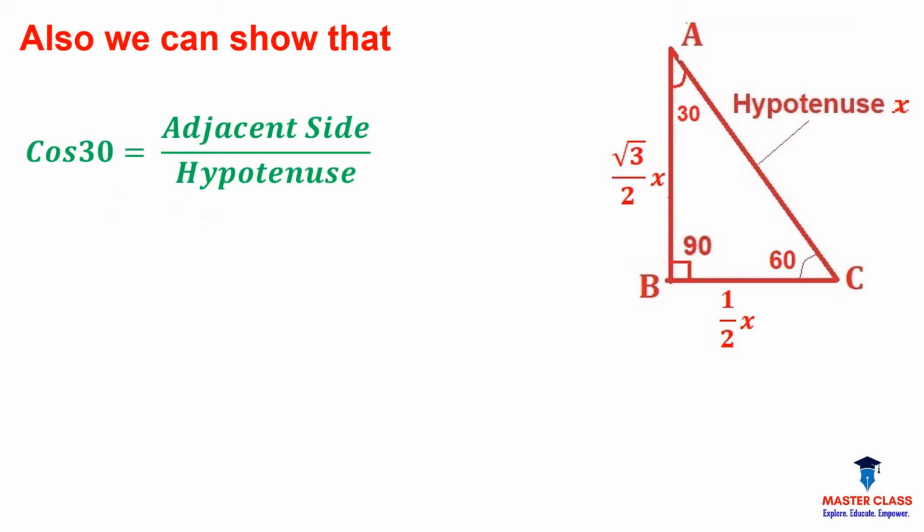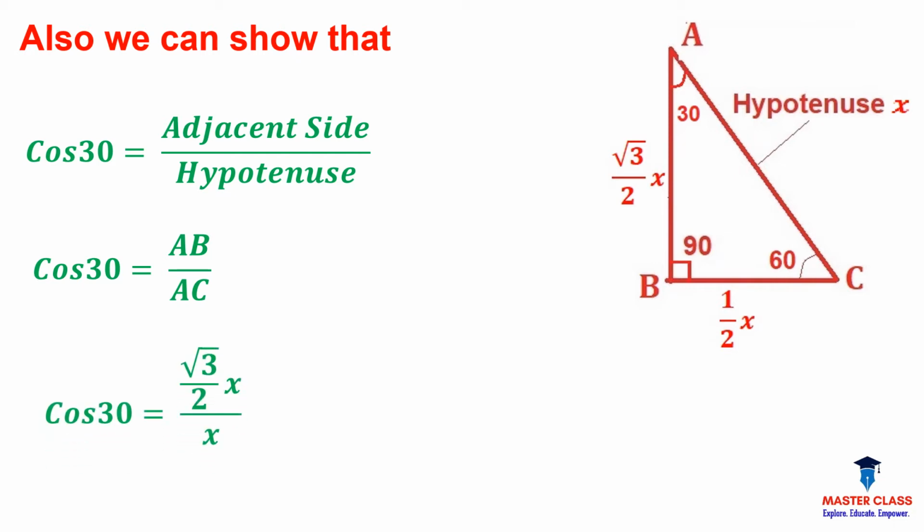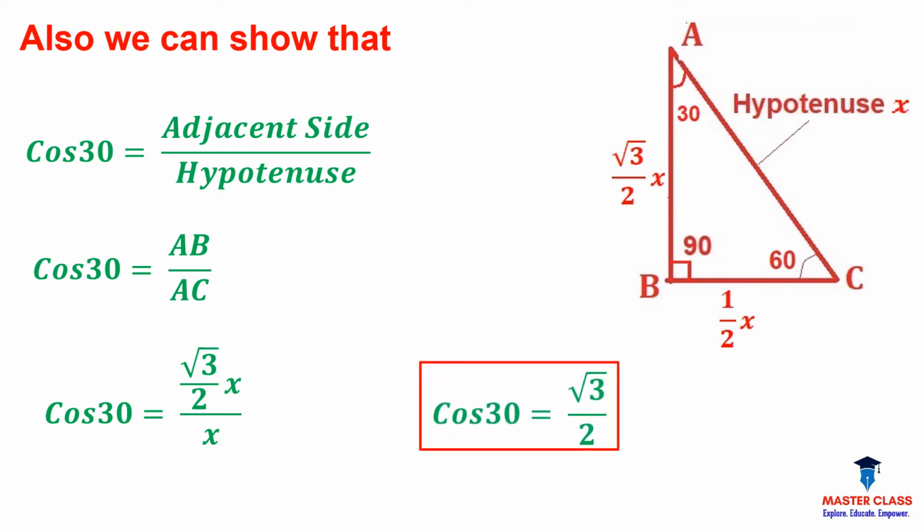We can also show that cos 30 is equal to adjacent side upon hypotenuse, or cos 30 is equal to AB upon AC. Therefore, cos 30 is equal to root 3 upon 2 times x divided by x, and cos 30 works out to be root 3 upon 2.